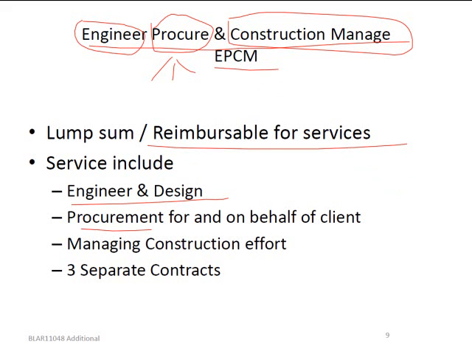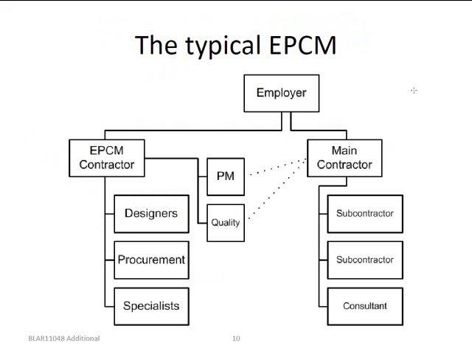So if we look at this one, what does it look like? This is typically what we'll see. We'll have the employer, there's our EPCM contractor, there's a single contract over there to our EPCM contractor. What you can see is the contractual relationship with the executing contractor is between the employer and the main contractor. However, the management function comes from our project manager and our quality manager over here that belongs to our EPCM contractor.